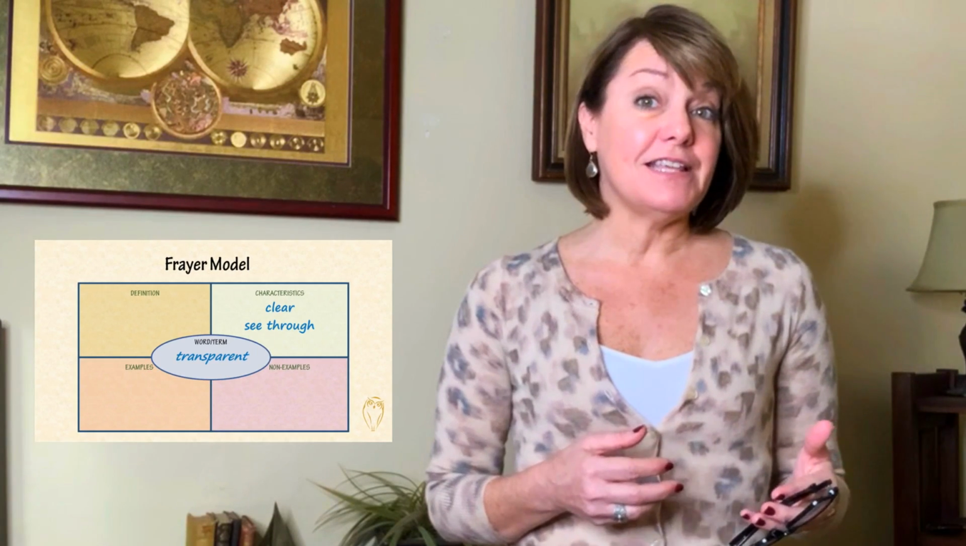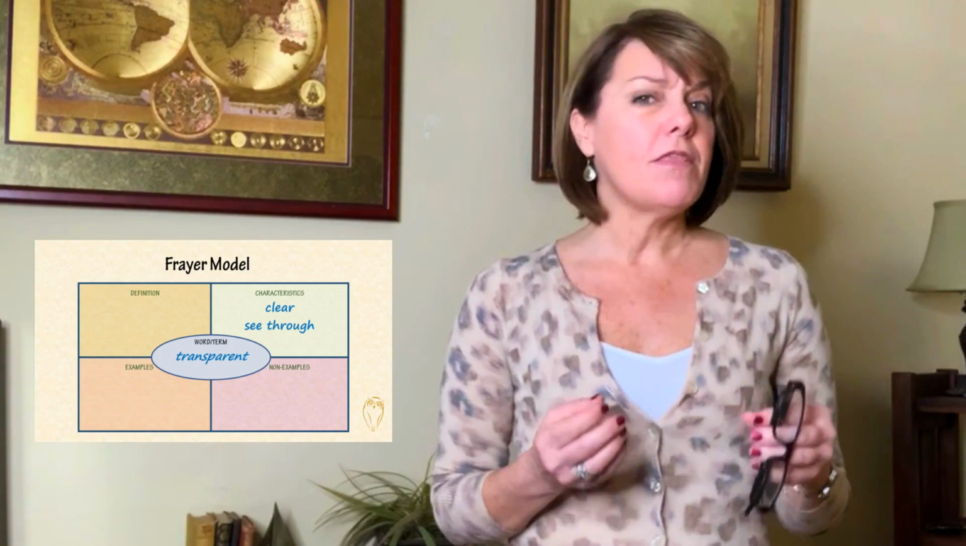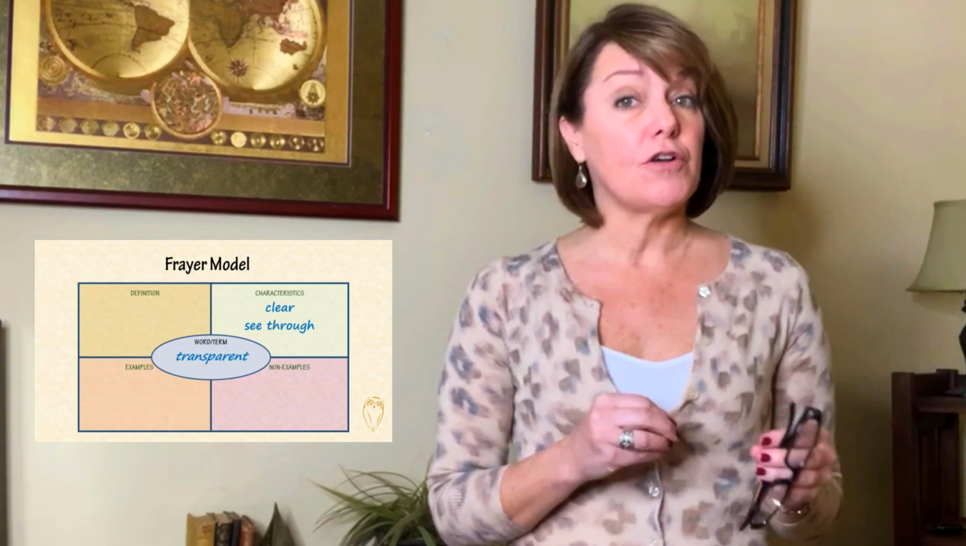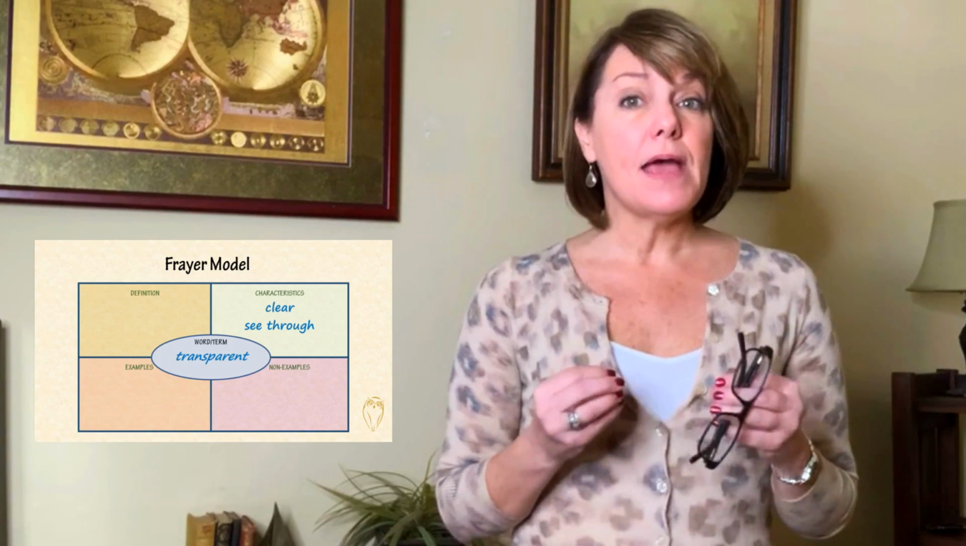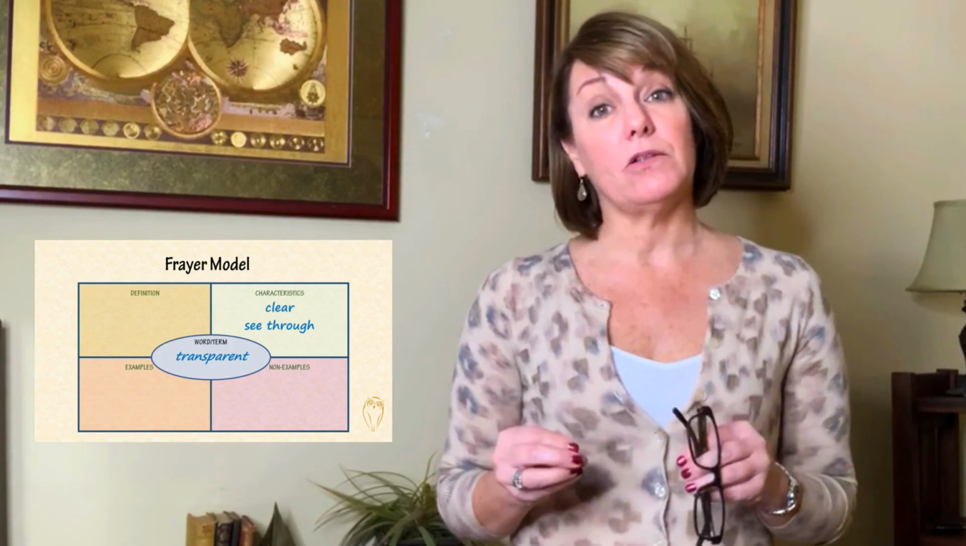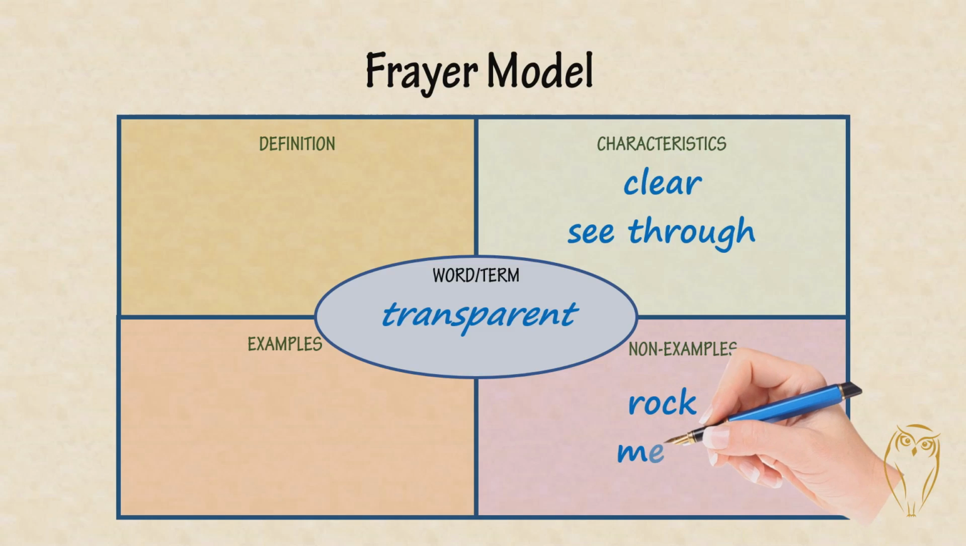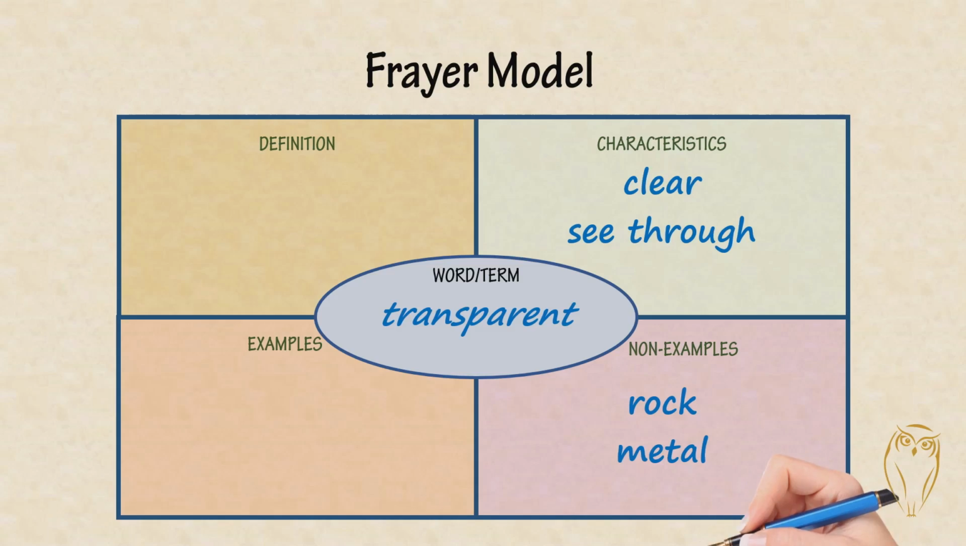The next block underneath is asking me for non-examples. So again, I'm thinking about things then that are not clear or that I can't see through, and that makes me think about things that are solid, like a rock or a piece of metal. So I'm going to use those as my non-examples and write in rock and metal in that block.